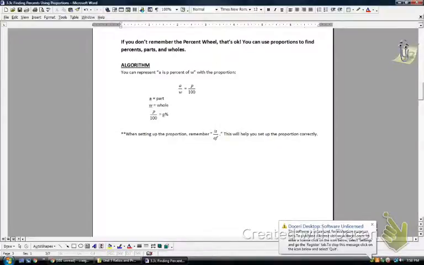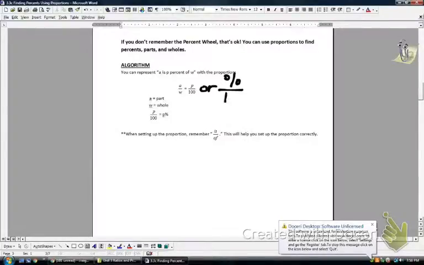Alright, so the algorithm says you can represent A is a percent, P, of W, the whole, with the proportion A over W equals P over 100. And that to me is very confusing. A is the part, W is the whole, and P is your percent. So here is, I think, a little bit more practical way to think of it, and I'm just going to write it next to it.